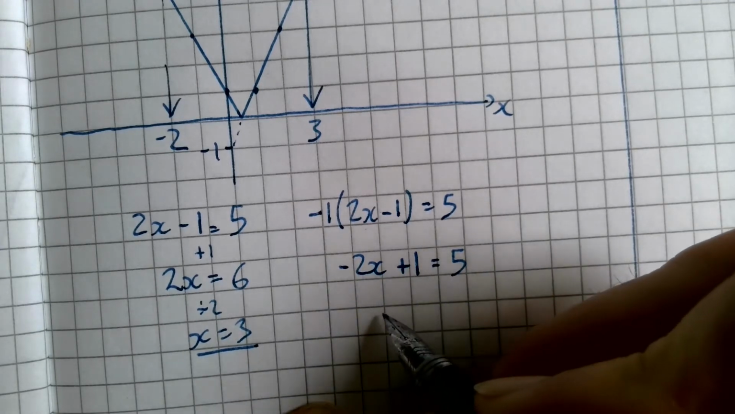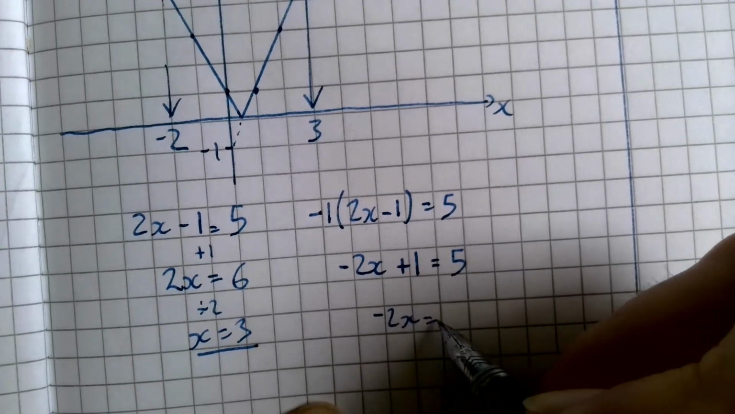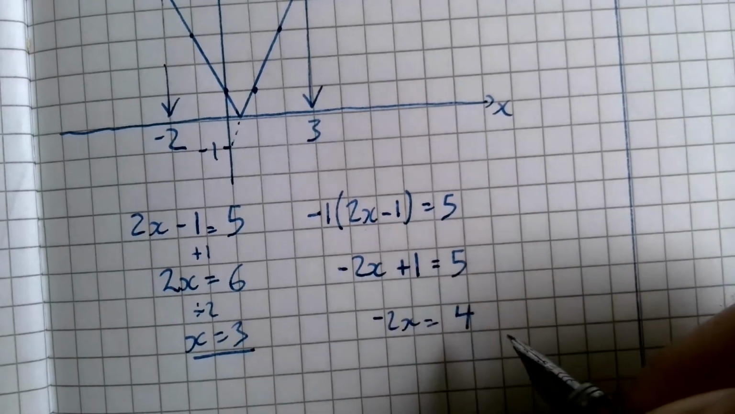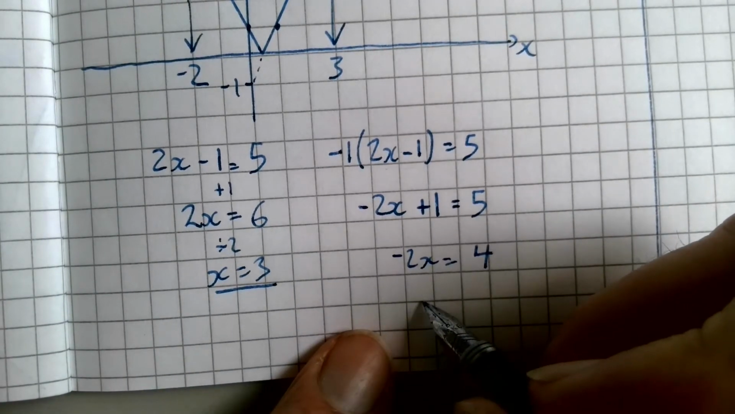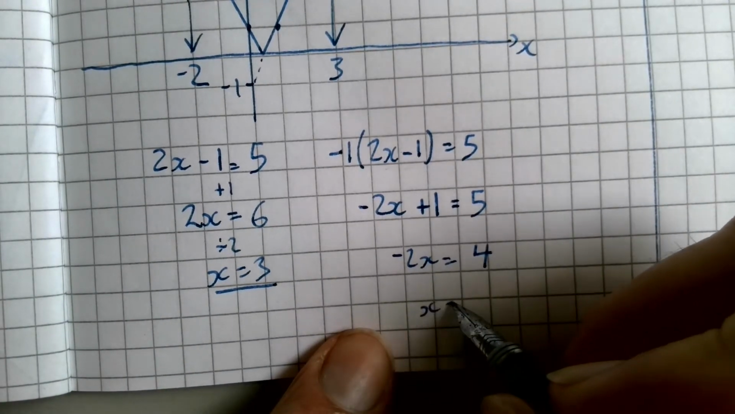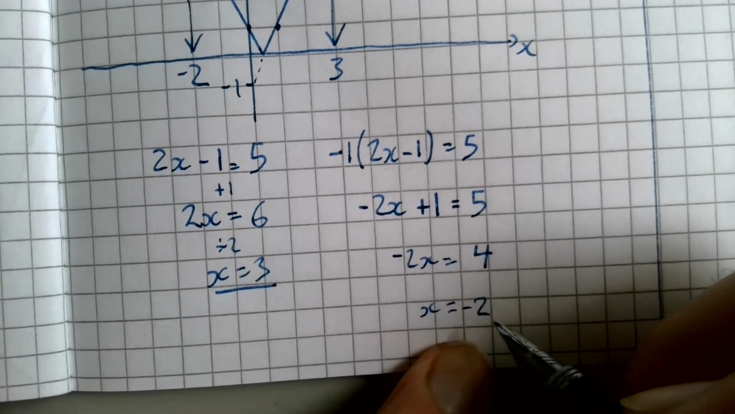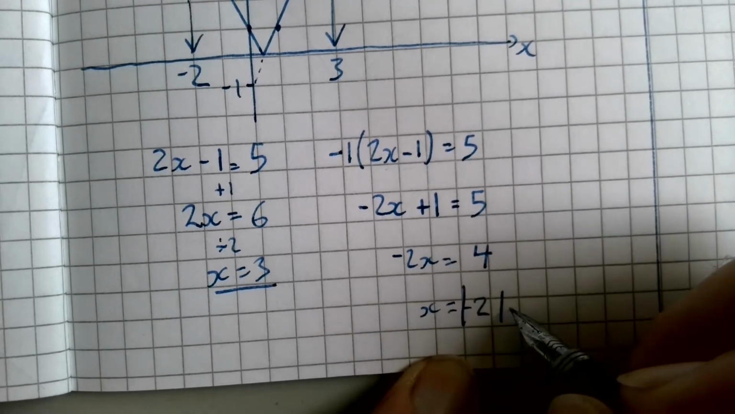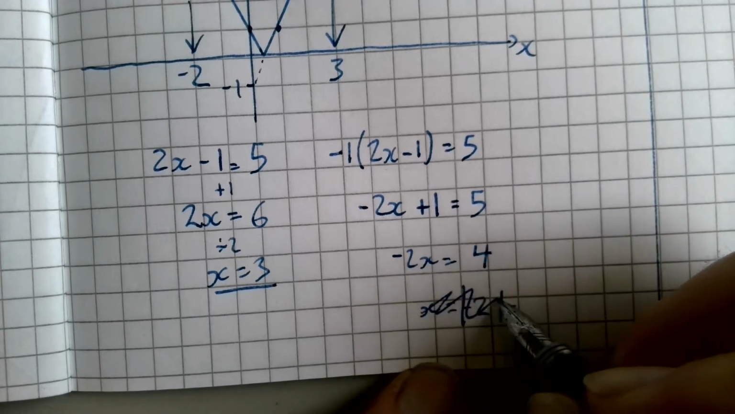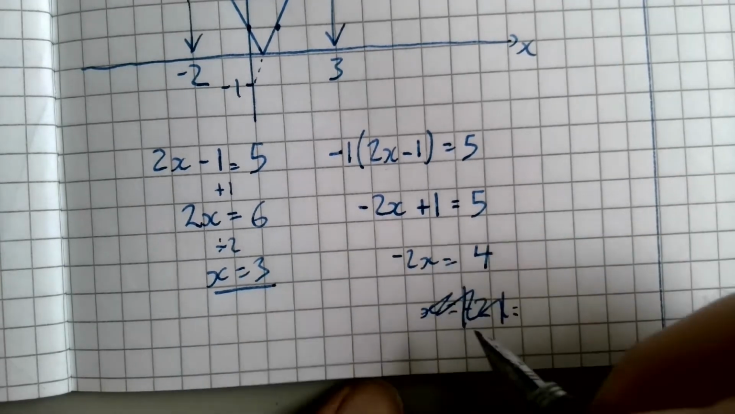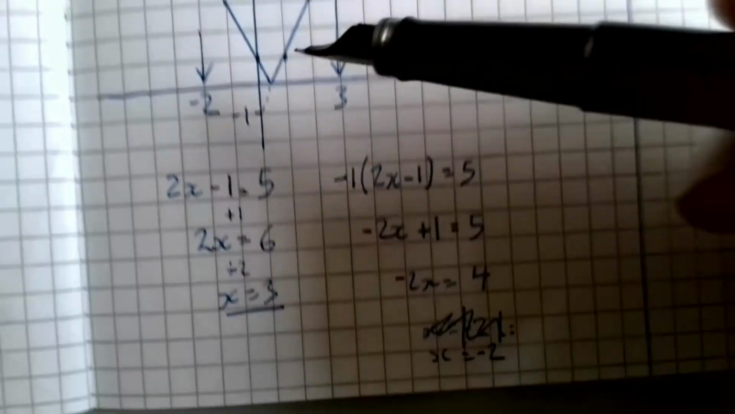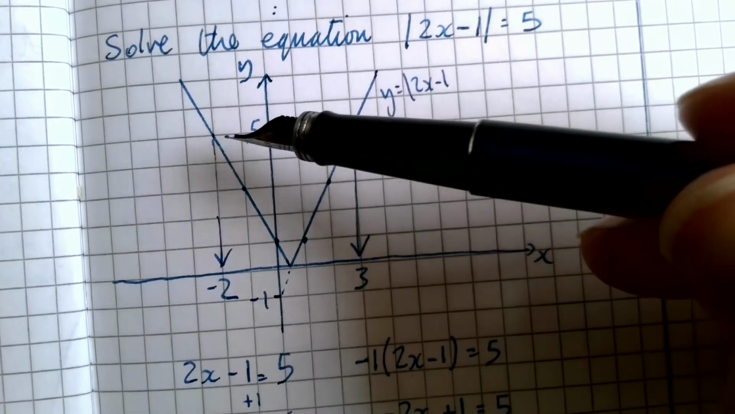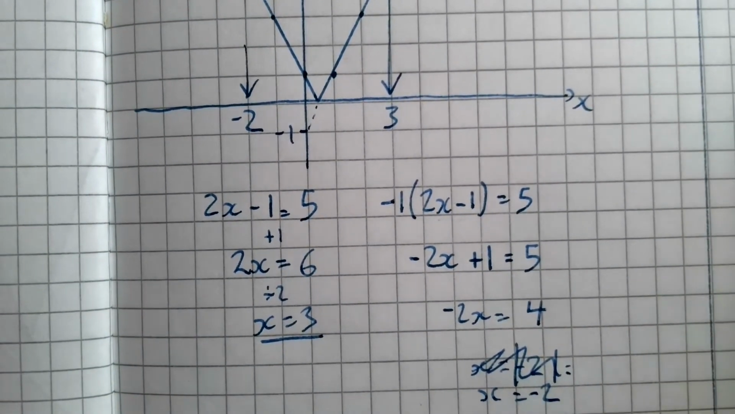Now if I were to take 1 from both sides, I'd get minus 2x equaling 4, and then I've got x equaling minus 2. That is x equals minus 2, yeah, of course it is. So we divide by minus 2 and we get, when x is minus 2, it's going to produce the positive value of 5 from y.